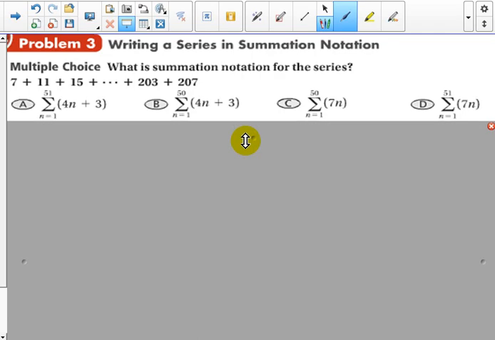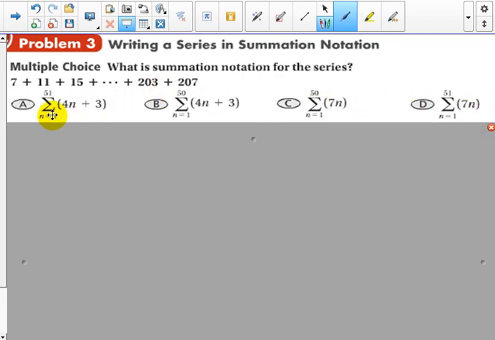So when you look at these, they give us a lot of different things here. They give us sum from 1 to 51, 4 times n plus 3. Well, does that look right? So is this first term, n equals 1, 4 times 1 plus 3? Well, that would give us 7. How about the second one? 7 times 1 gives us 7.